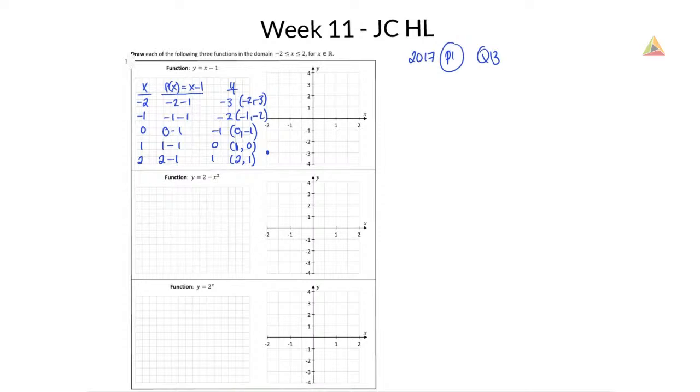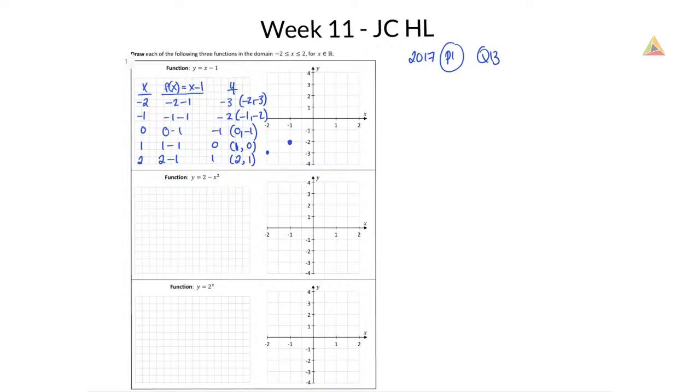And then the next point is minus 1, minus 2. So minus 1 on the x-axis and minus 2 on the y-axis is here. So we're going to draw that point. Now, just before I continue, look at this. This is linear. You have x and a constant, so it's going to be linear. So we know we're going to be forming a line.